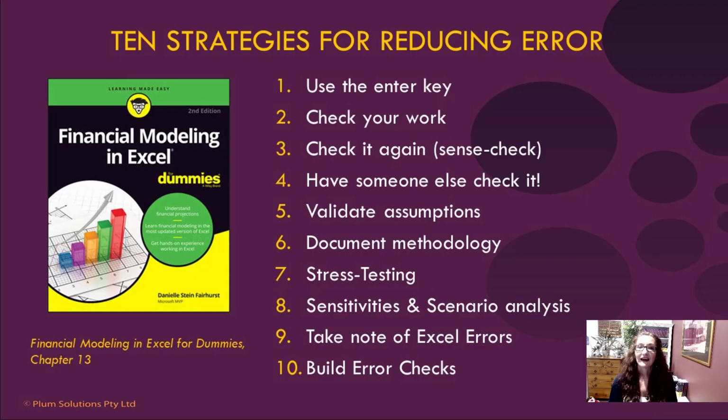So that was the 10 strategies for reducing errors in financial models. So do think through each of these things as you're building the model. As you're using Excel to build a financial model, think about using the enter key, checking, and when you've checked the model 3 times, having someone else check it, validating those assumptions that go into the model, documenting the methodology, looking at doing some stress testing, sensitivities and scenarios, taking note of Excel errors, and then of course building error checks. Really important part of financial modeling.